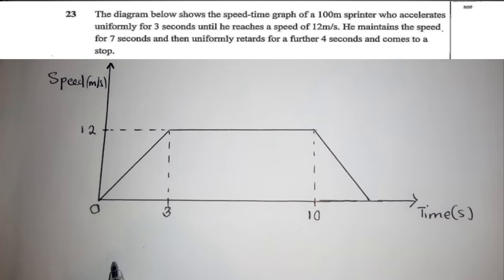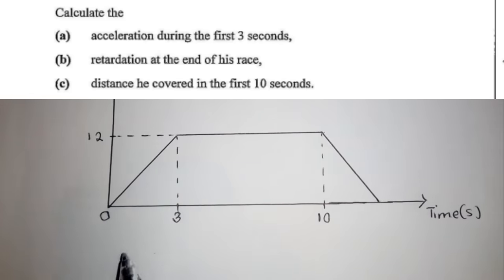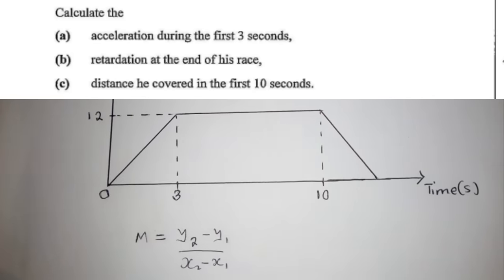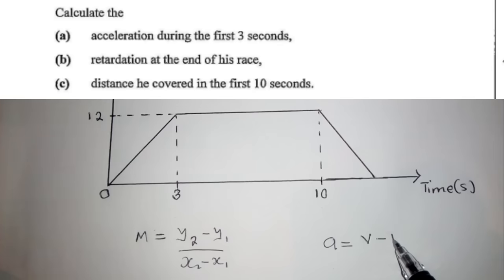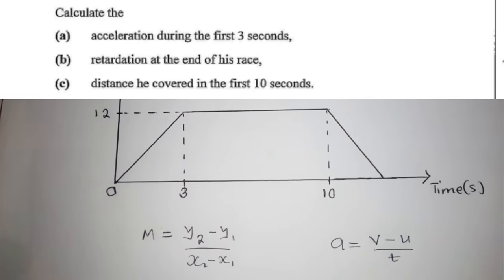And then the first question, they say, calculate the acceleration during the first 3 seconds. We know that acceleration can be calculated using two methods. So one of the methods is the one for finding gradient. So you say M, which is gradient. We write the formula for finding gradient. It's y sub 2 minus y sub 1 over x sub 2 minus x sub 1. So this is the formula. The other one, acceleration is equal to final velocity minus initial velocity over time. So you can use whichever, this or this, whichever is easier to work with.